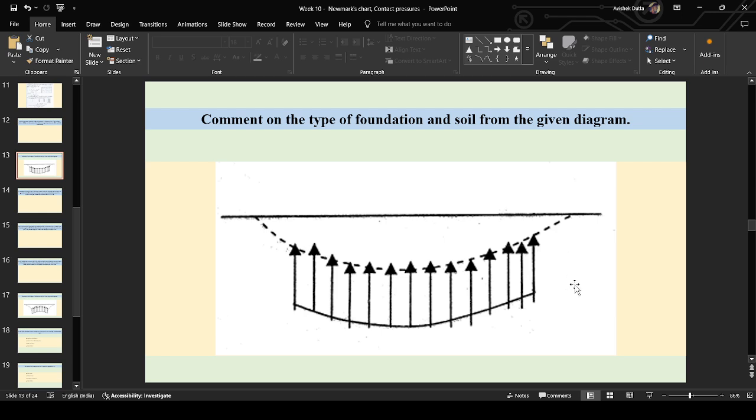I hope you have finished drawing the diagram. Again, in this diagram, you can see the white portion represents the settlement of the foundation of the footing, and the shaded arrow marked portion represents the variation of contact pressure from the soil. Okay. Using this, you have to answer what is the type of footing and the type of soil. Again, either the footing is flexible or rigid, or the soil is clay or sandy soil. Okay.